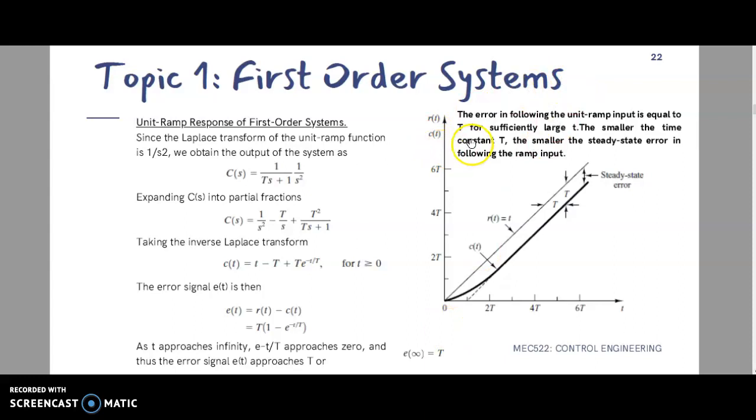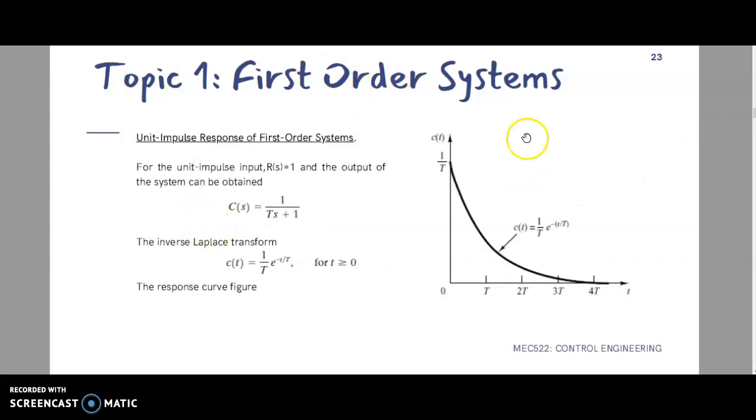So for this one, dia cakap, the error in following the unit ramp input is equal to T for sufficiently large t. The smaller the time constant, the smaller the steady state error in following the ramp input. So maksudnya berkadar langsung kat sini.